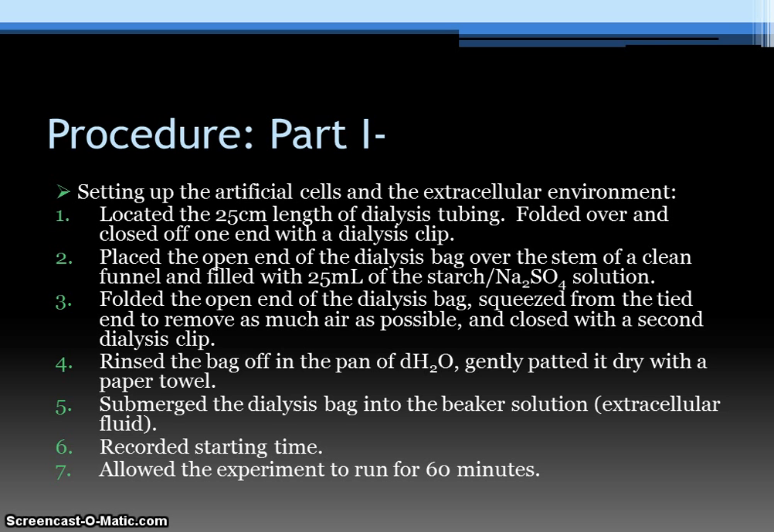So first we located the 25 centimeter length of dialysis tubing and folded over and closed off one end with a dialysis clip. Then we placed the opened end of the dialysis bag over the stem of a clean funnel and filled it with 25 milliliters of the starch Na2CO4 solution. Then we folded the open end of the dialysis bag over, squeezed from the tied end to remove as much air as possible, and closed that end with a second dialysis clip.